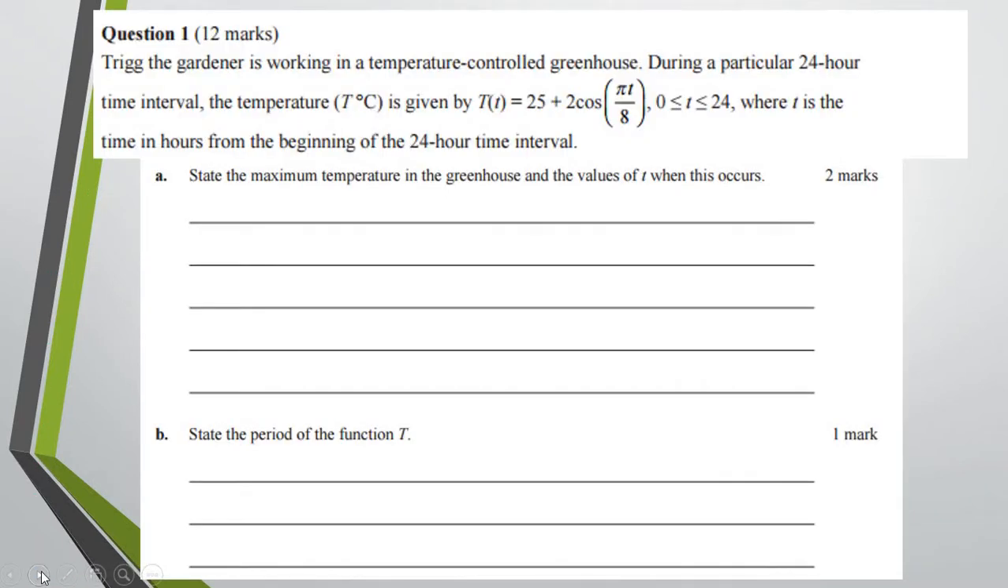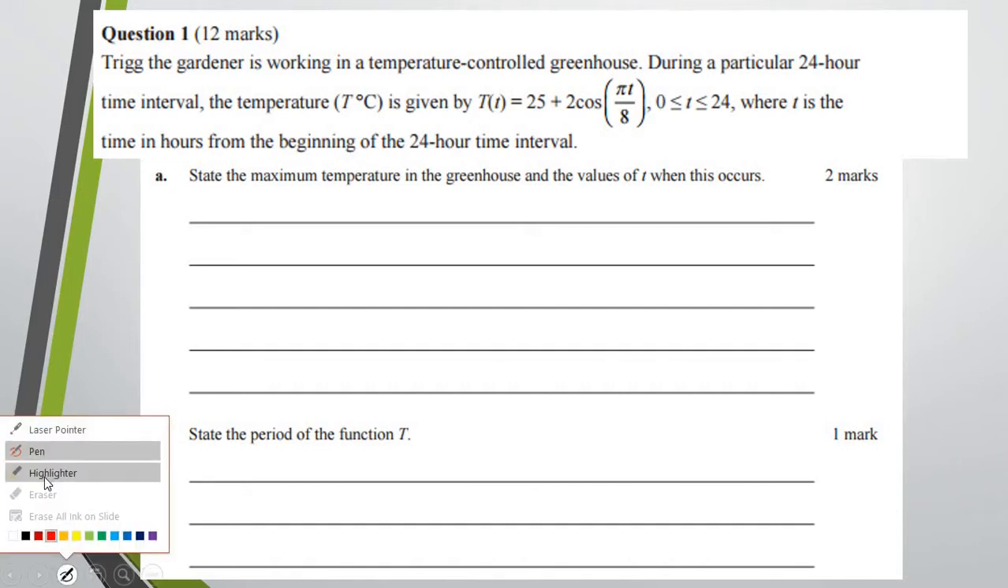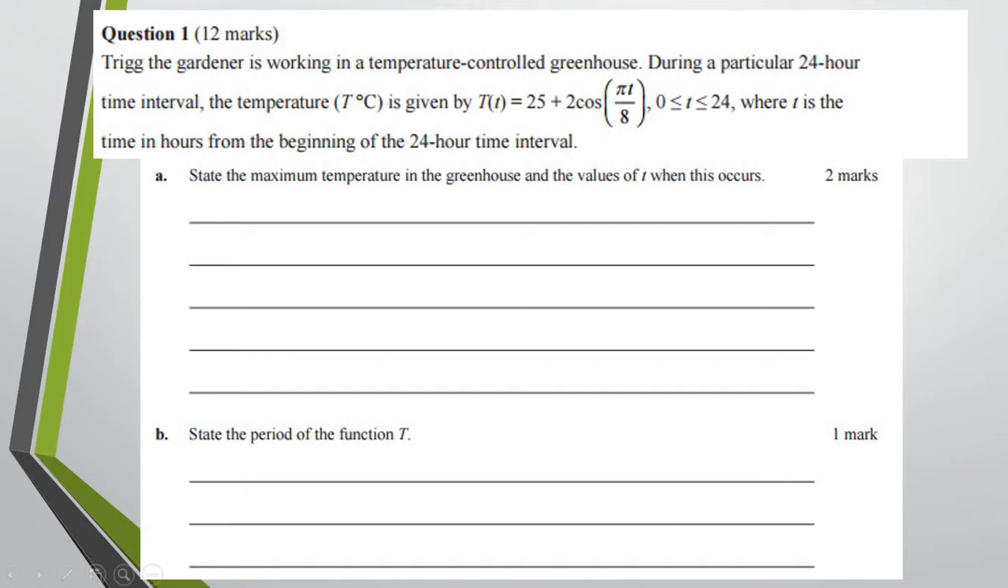Have a look at our question. So this was a question from the 2013 paper from exam 2. When we start looking at them, I really recommend you do take a highlighter in with you. You can start thinking about what are the important parts. So let's see now.